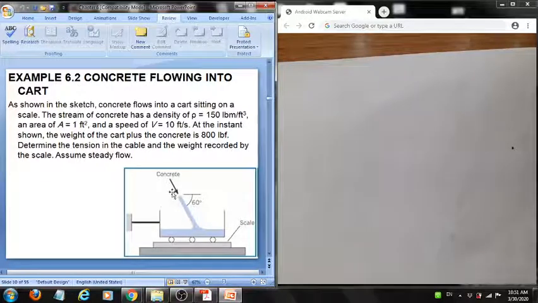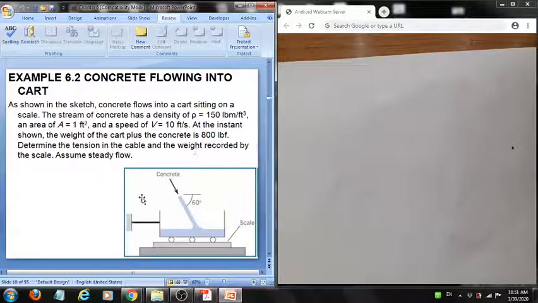Concrete is being poured from a hose in this direction, making 60 degrees from the horizon. This, as a jet, has a cross-sectional area of 1 foot square. The speed of it in this direction is 10 feet per second. At the instant shown, the weight of the cart and the concrete inside is 800 pound force.